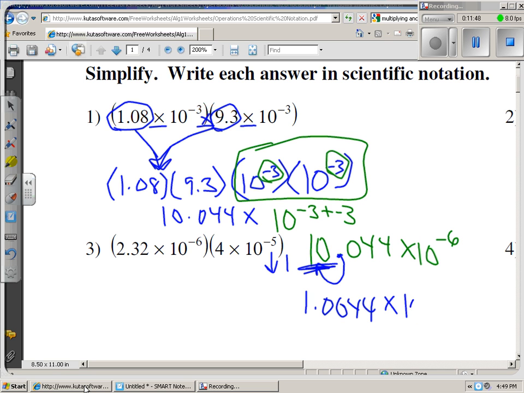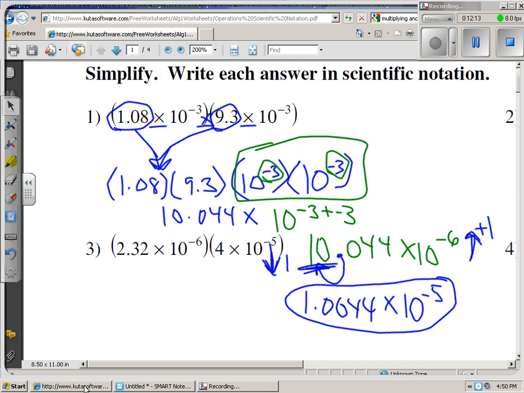And then this will be times 10 to the power of, and what happens to this is we increase this by 1, and this becomes a negative 5. You always do the opposite. If you decrease this by 1 place, you increase this value by 1. So your final answer is 1.0044 times 10 to the negative 5th.